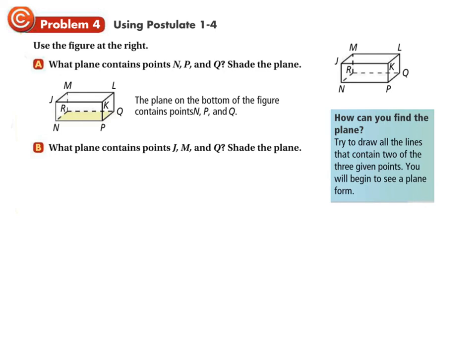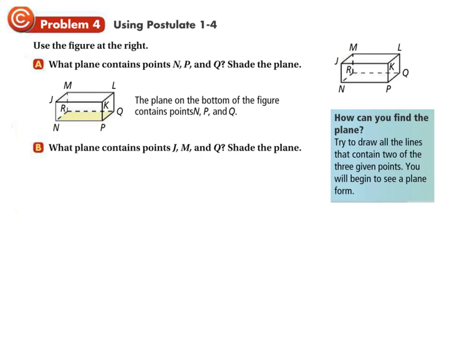And this is a good question because it's a little bit tricky. But let's take a look. What plane contains points J, M, and Q? So where's J, where's M, where's Q? Here's J, here's M, and here's Q down here. Now it doesn't appear maybe to you that they share a plane.